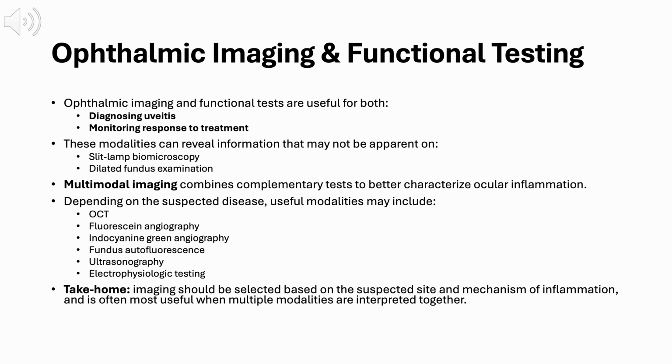Now to imaging, which serves double duty, both diagnosing uveitis and monitoring the response to treatment. These modalities can reveal what the slit lamp and dilated exam simply can't see, and multimodal imaging combines complementary tests to characterize inflammation more fully. Depending on the suspected disease, the toolkit includes OCT, fluorescein angiography, indocyanine green angiography, fundus autofluorescence, ultrasonography, and electrophysiologic testing.